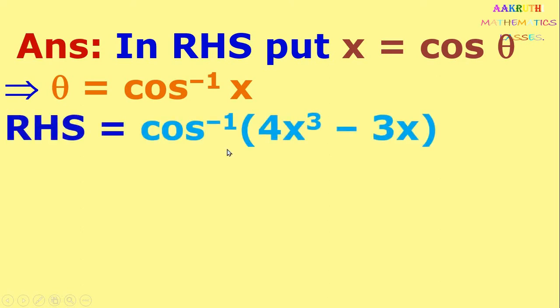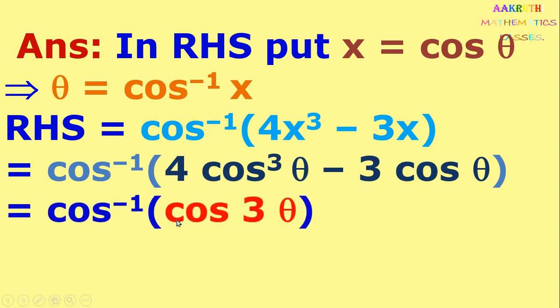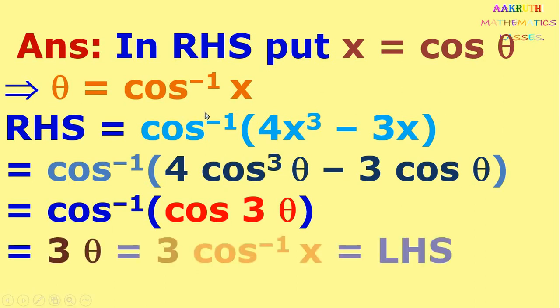So given RHS is cos inverse of (4x cube minus 3x). Substitute x equal to cos theta, we get cos inverse of (4 cos cube theta minus 3 cos theta). Now the formula 4 cos cube theta minus 3 cos theta is cos 3 theta. It is cos inverse cos 3 theta. Cos inverse cos cancel, remaining is 3 theta and theta value is cos inverse x. So it is 3 cos inverse x. So it is the LHS. Hence it is proved.